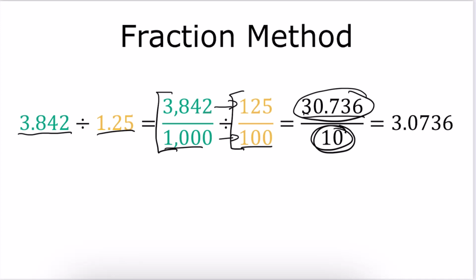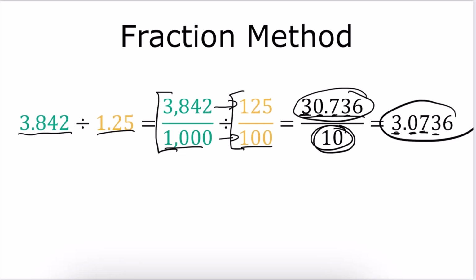So 3 tens divided by 10 gives you 3 ones. 0 ones divided by 10 gives you 0 tenths. 7 tenths divided by 10 gives you 7 hundredths. And 3 hundredths divided by 10 gives you 3 thousandths, and so on. And so this would be your final answer.